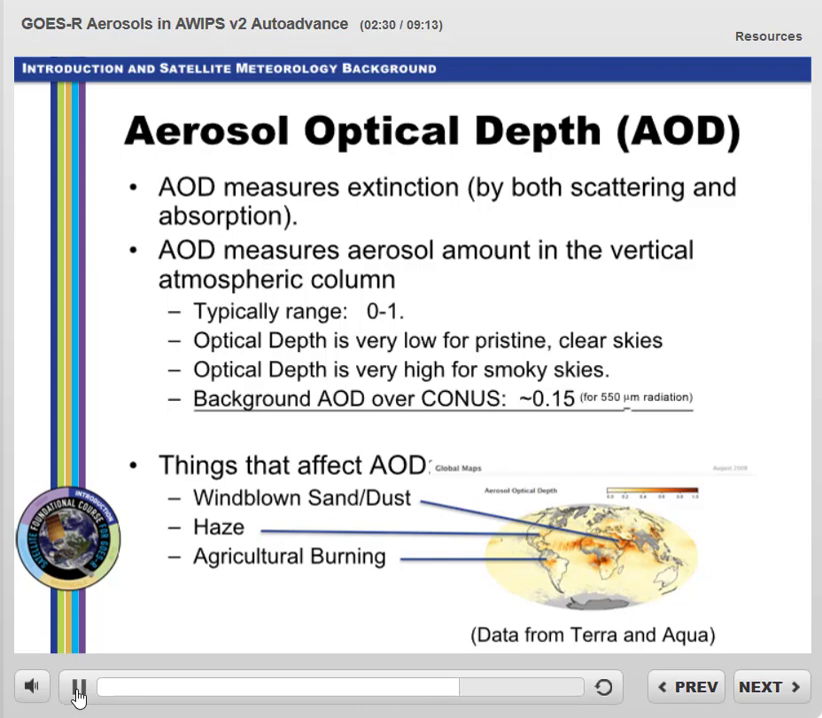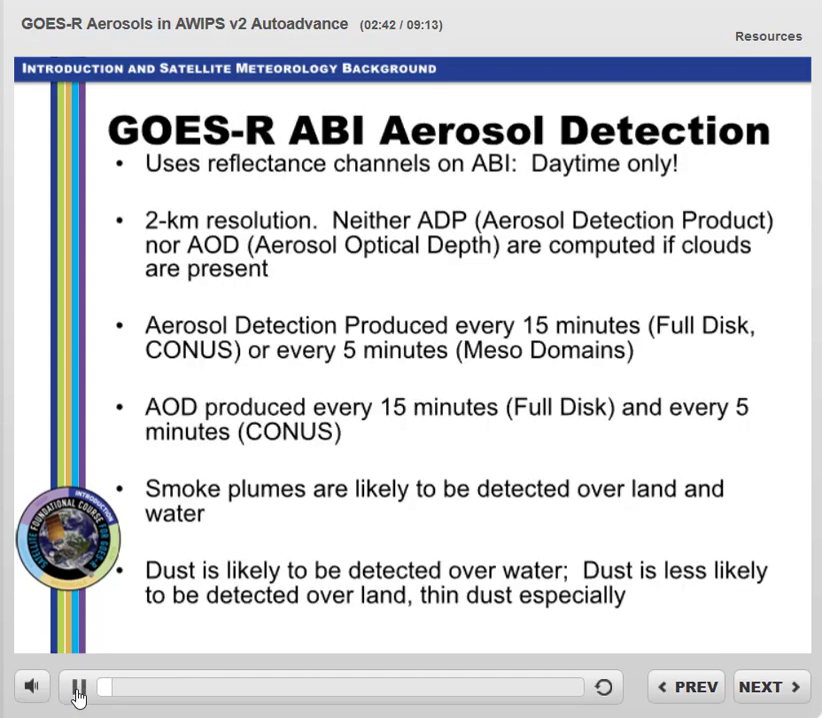Visibility is definitely linked to AOD and extinction. The inset map shows AOD from MODIS on Terra and Aqua. AOD can be affected by a variety of events, as noted. Here's a summary slide for aerosol products.